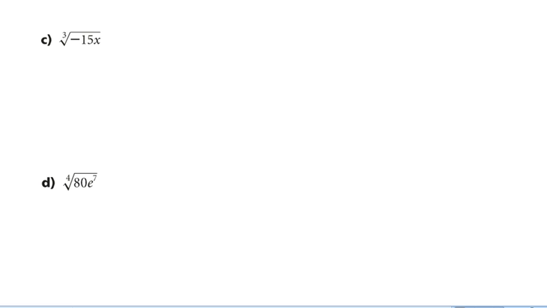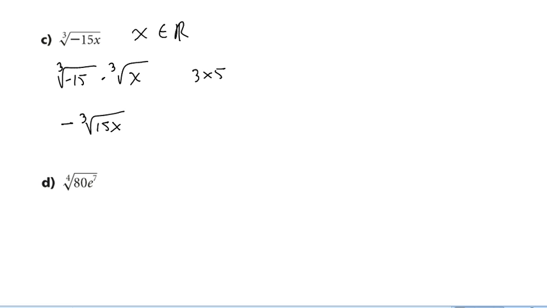All right, C. Because this is a cube root, it doesn't matter if what's inside is positive or negative. So x can be anything. And that's going to be the same as the cube root of negative 15 times the cube root of x. Well, 15 is just 3 times 5. So I don't have 3 of anything in there. So really, there's nothing I can do with this. If I wanted to, I could pull the negative outside. That's pretty much it.